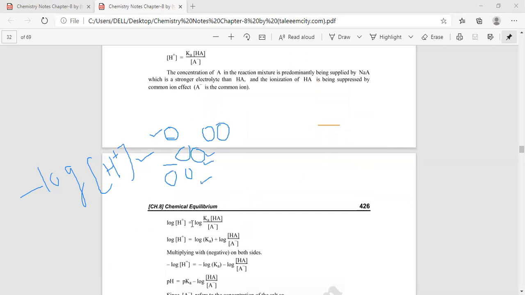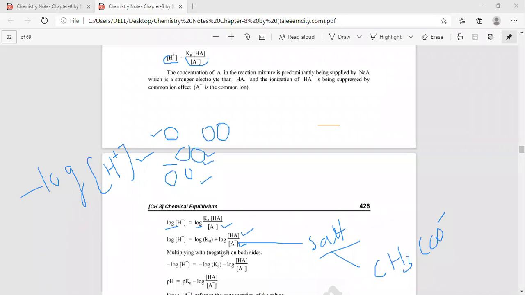Apply log on both sides. Log on this side of the equation, and on this side of the equation apply log. So here you can see log of H positive ion concentration equals log Ka, acid divided by negative ion of the acid. Log Ka plus log of acid over negative ion. That negative ion is basically from the salt, because the salt will also produce CH3COO negative. So we can consider it as a salt also.